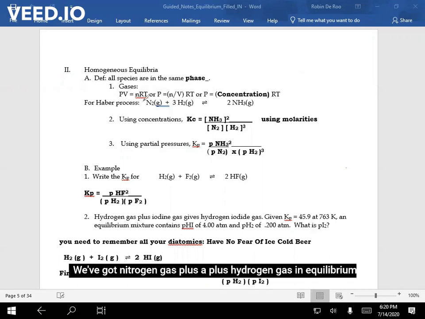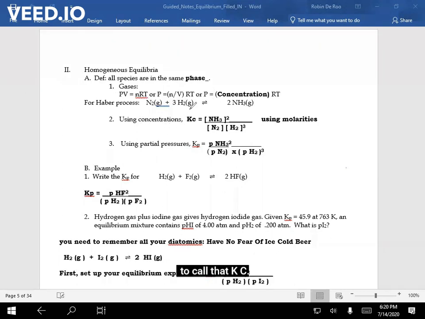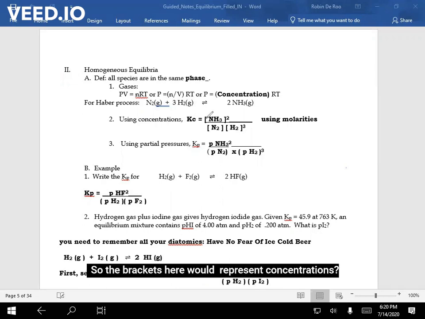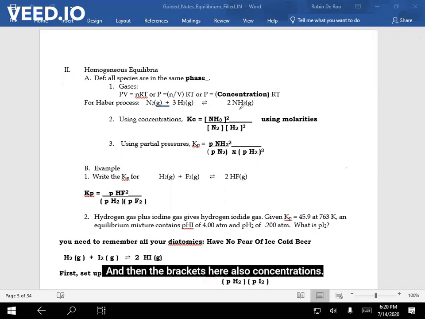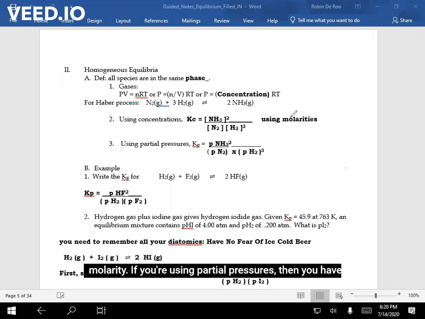We've got nitrogen gas plus hydrogen gas in equilibrium with ammonia. So if you were going to use concentrations, you would want to call that Kc. So the brackets here would represent concentrations. And then the brackets here also concentrations. So this would be using molarities. So a Kc is using a molarity.